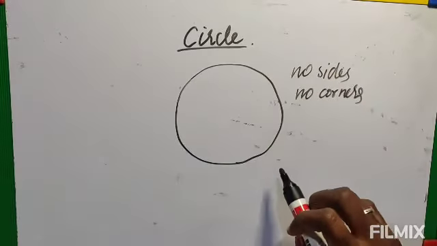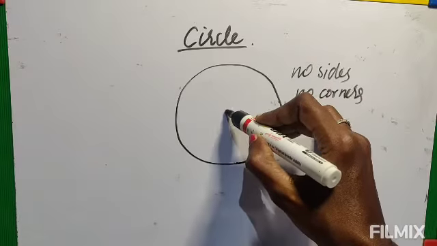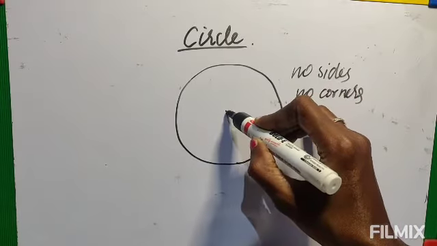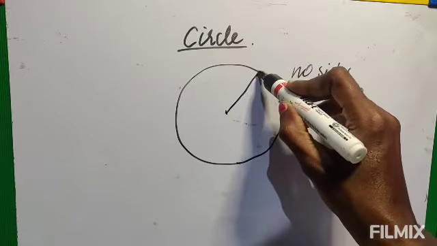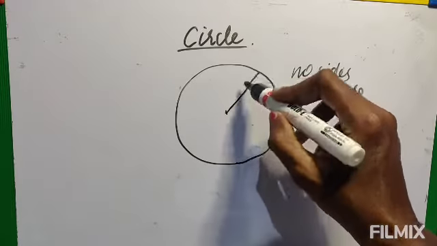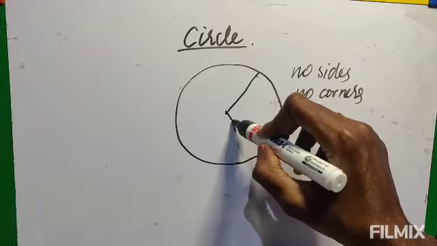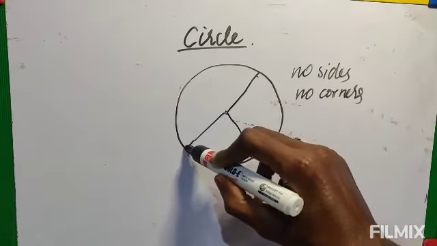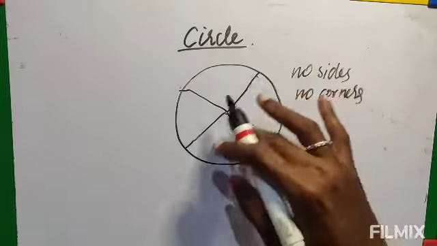You will not know where it is starting and where it is ending, and it has a fixed point at the center. From this fixed point, the center, to any point on the circle, the distance is the same. From here to here, from here to here, anywhere, the distance remains the same.